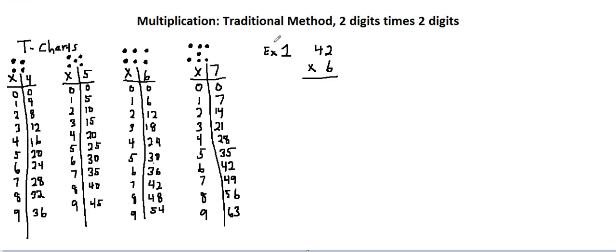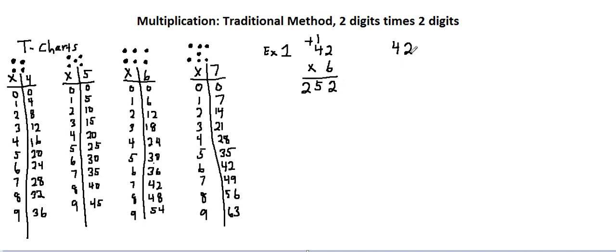So 6 times 2, go a little slow here. 6 times 2 is 12. So I'll put the 2, carry the 1. 6 times 4, 24, plus 1 is 25. So 42 times 6 is 252. Right, and now we're going to build from that.